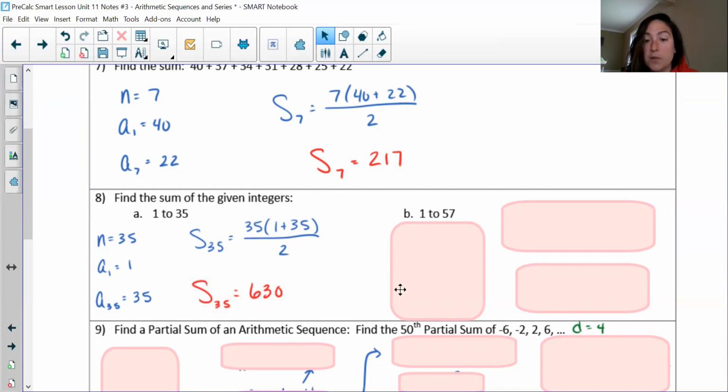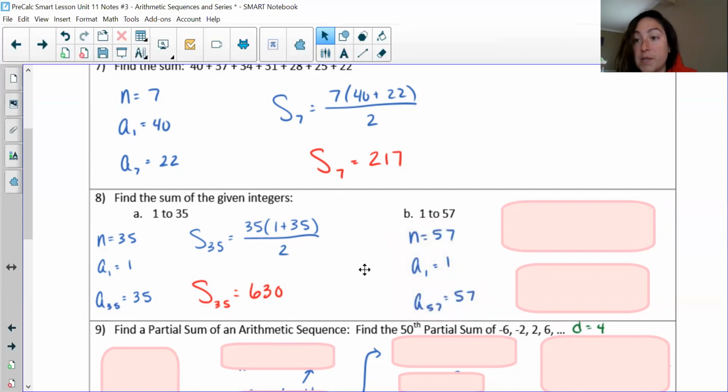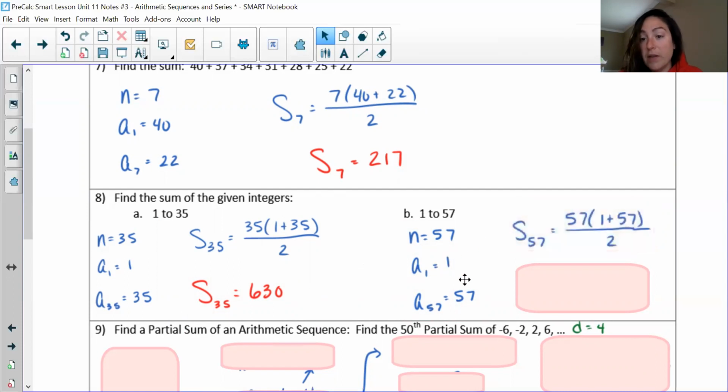B, 1 to 57. So we have 57 terms here. The value of the first term is 1. The value of the 57th term is 57. So we substitute in: the sum of the first 57 terms is 57 times 1 plus 57 all over 2, which is 1,653.